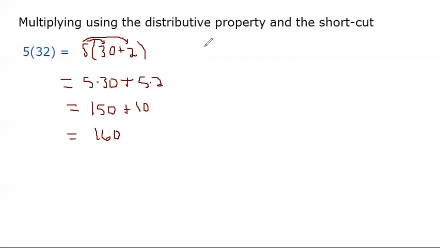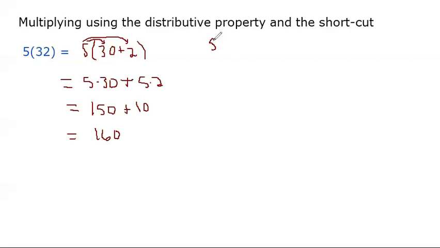Now, most of y'all are like, I don't do that. You're right. In algebra, you will have to do that, because in algebra, there's going to be variables present. There's going to be those x's, y's, and z's. So the shortcut won't be used. It'll be the distributive property. But this actually has a shortcut.